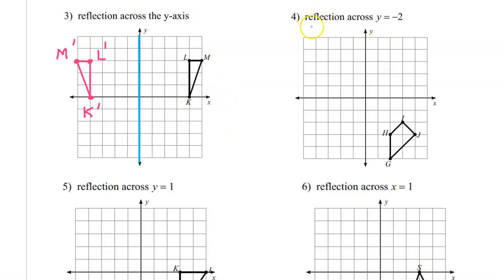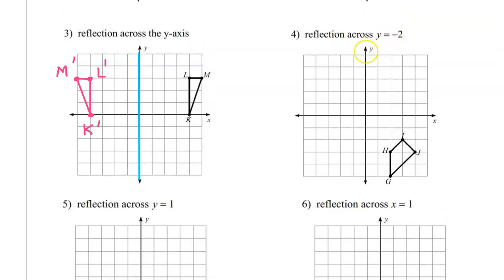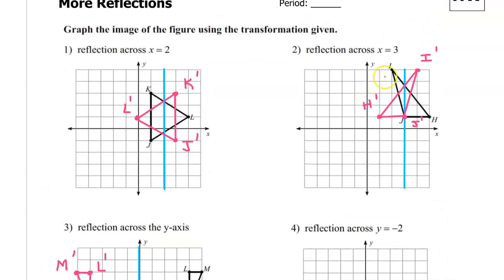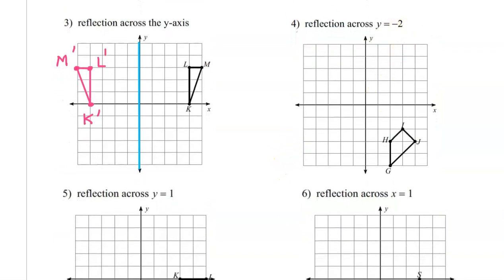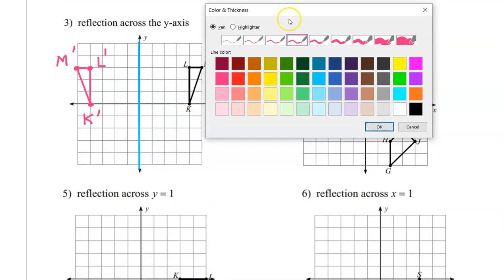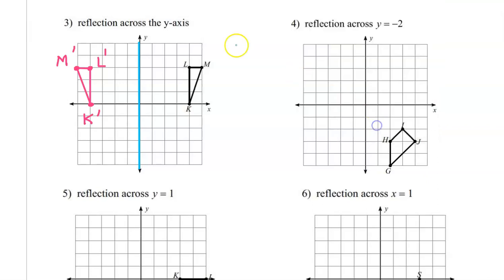Okay, now here comes problem number 4. We are reflecting across the line y equals -2. Remember that x equals something was a vertical line. So when you see y equals a number, that's going to be a horizontal line. Specifically, y equals -2 will be a horizontal line at -2. So this is our reflection line.